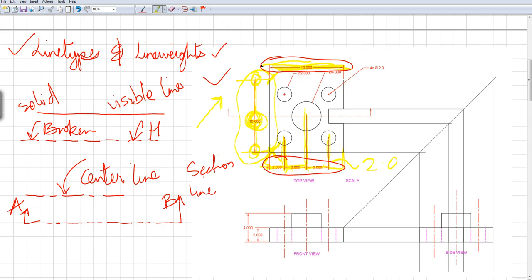So that is the dimension line, and the way the dimension line looks is like this. Don't forget the arrow, don't forget the number 3.0, and lastly don't forget the extension line that goes to the object. Okay, so that is our dimension line.